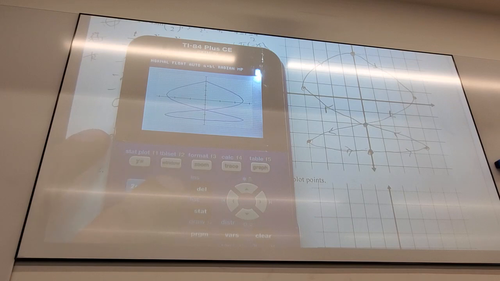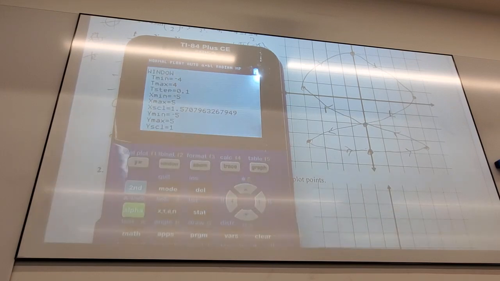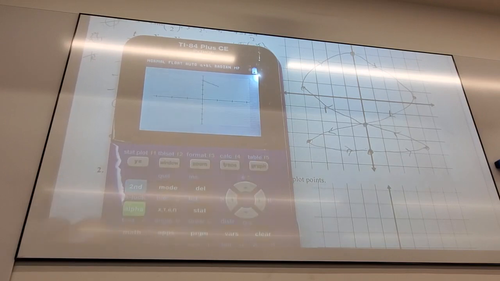If I make t-step 0.01, now it's going to take its time. That's kind of nice. I like to ramp that up because then you can watch it create. It's kind of nifty.